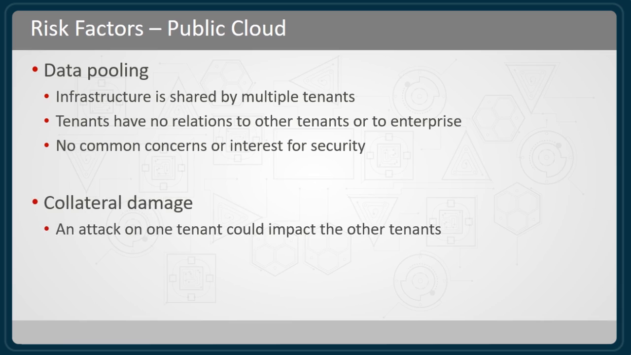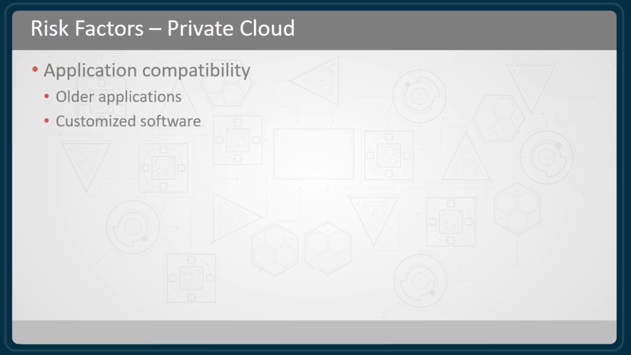Collateral damage, an attack on one tenant could impact the other tenants. Again, if a portion of a service goes down, how isolated are you from that failure? So that whole idea, again, that any kind of attack can propagate. And if it's a private cloud, there can be issues with application compatibility.